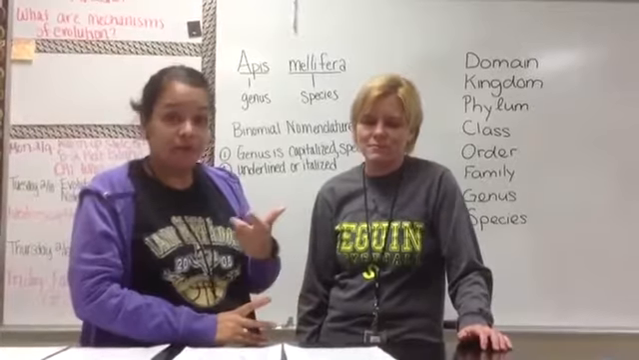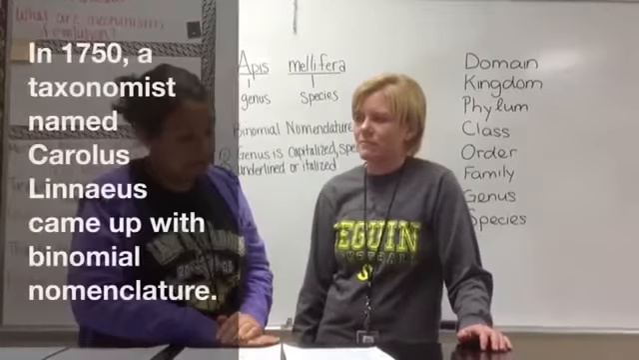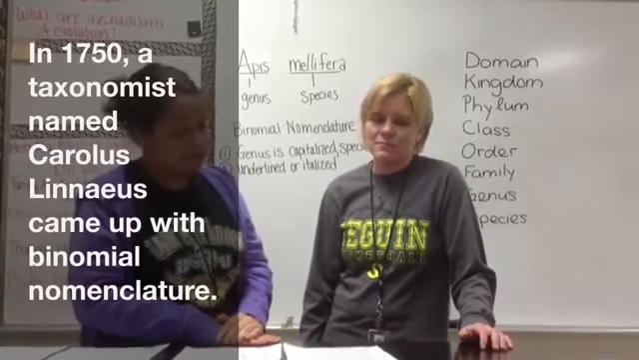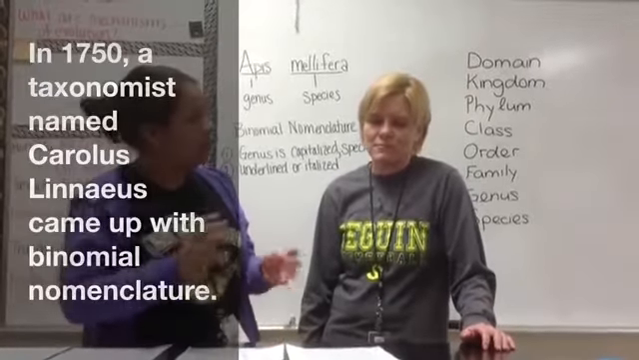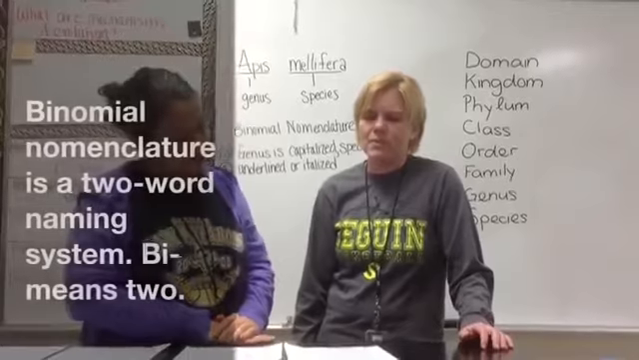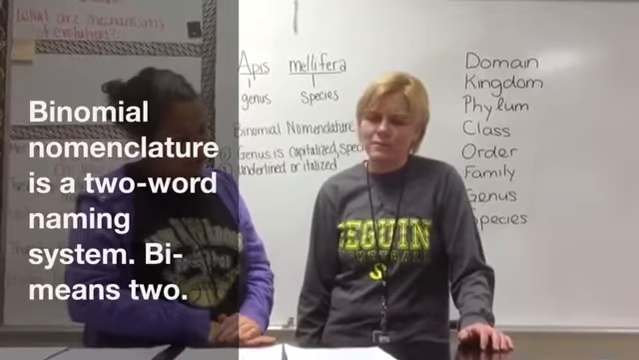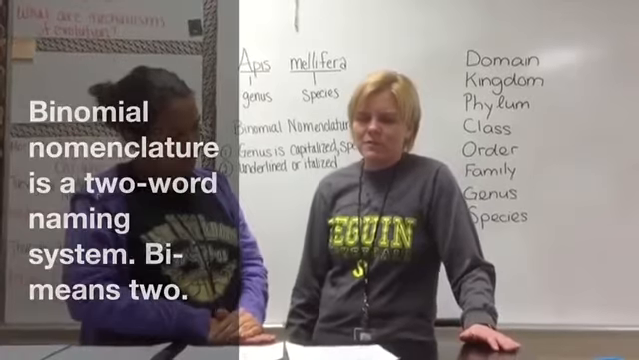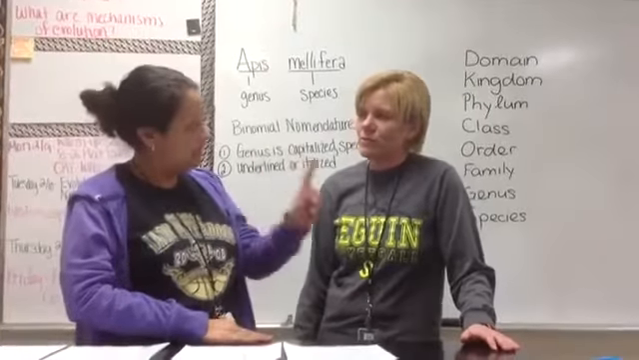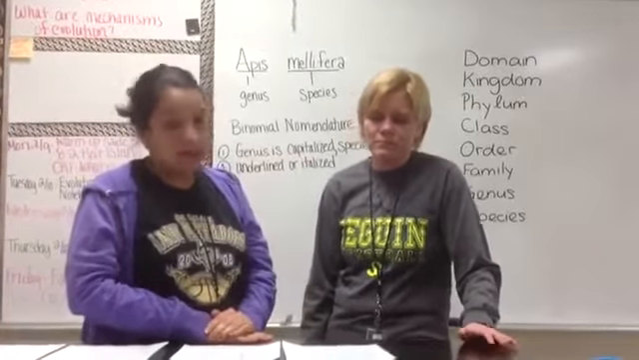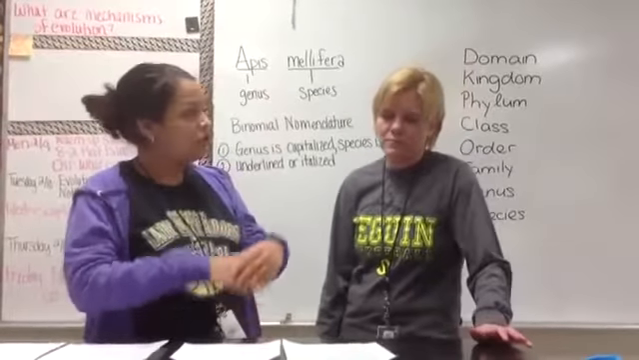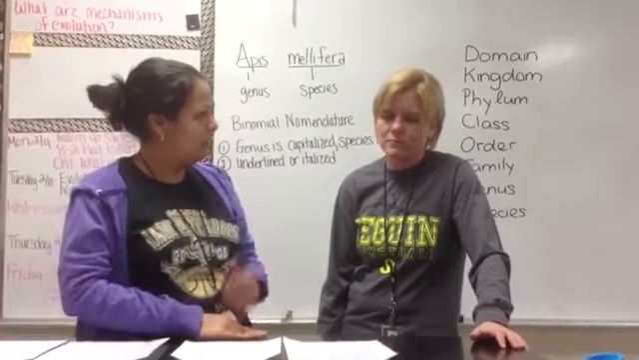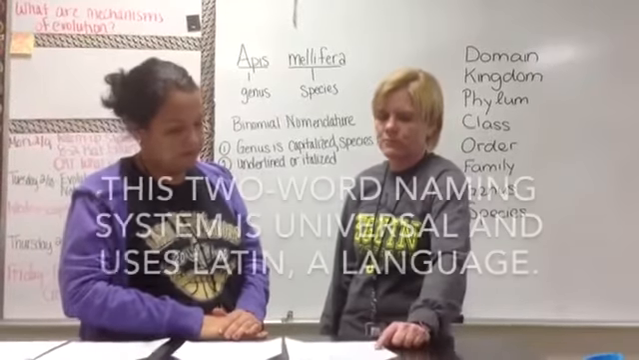So actually, the first taxonomist in 1750, his name was Carolus Linnaeus. He came up with this naming system that's called binomial nomenclature. So bi means two, right? Does that mean that the naming system includes two words? Yes, absolutely. This is a two-word naming system, and it's universally known because it's in the Latin language, and Latin is considered to be universal.